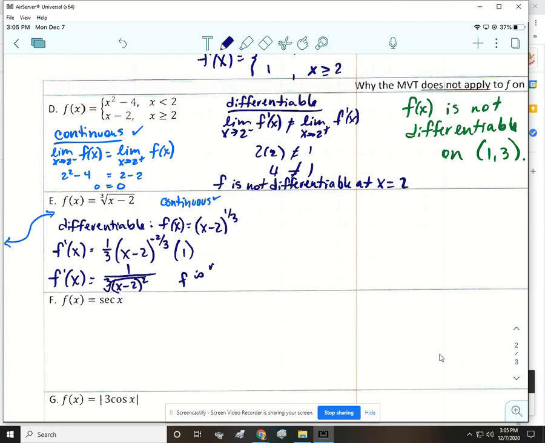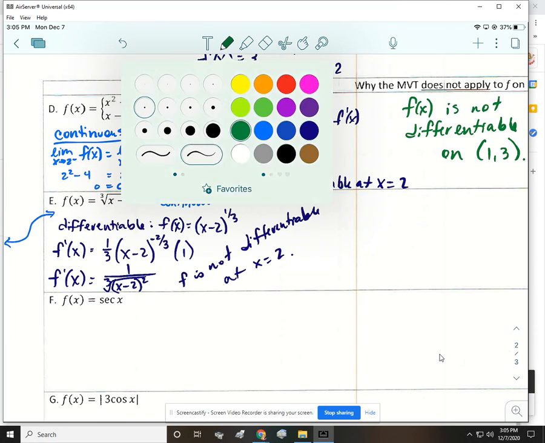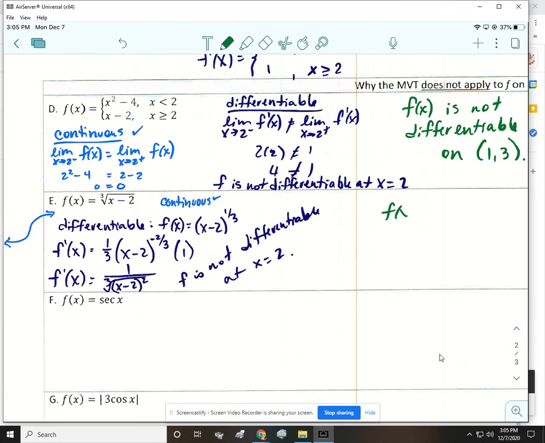So f is not differentiable at x equals 2. So our reason is the same. f of x is not differentiable on the open interval from 1 to 3. So the reason that that's going to happen is what we would have there would be a vertical tangent line. And so the derivative, you can't find it right there.